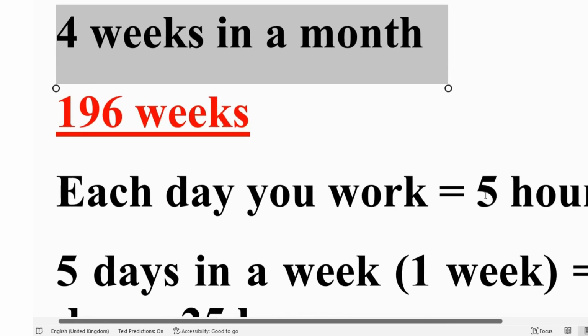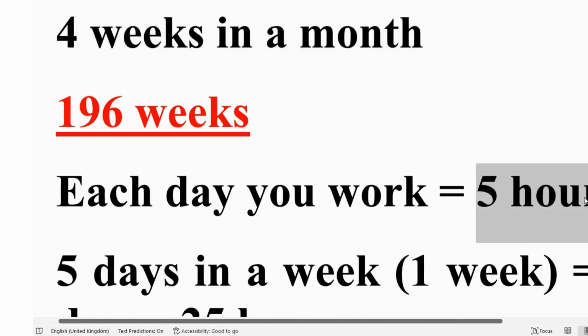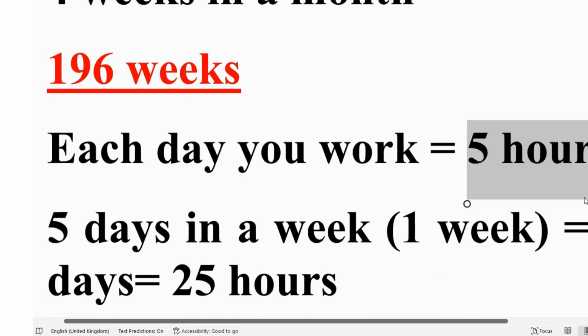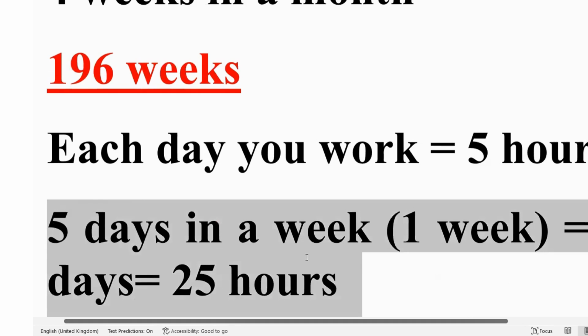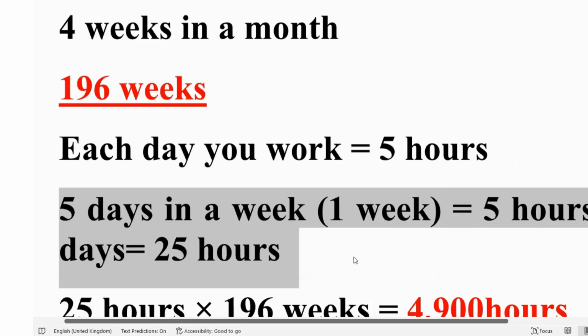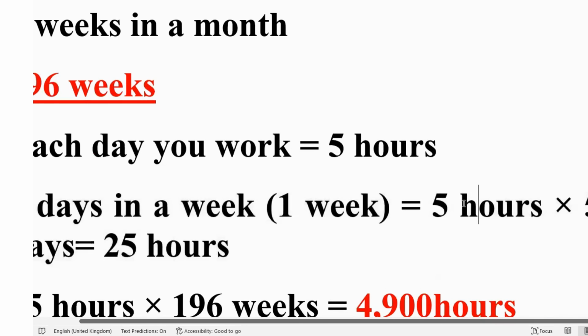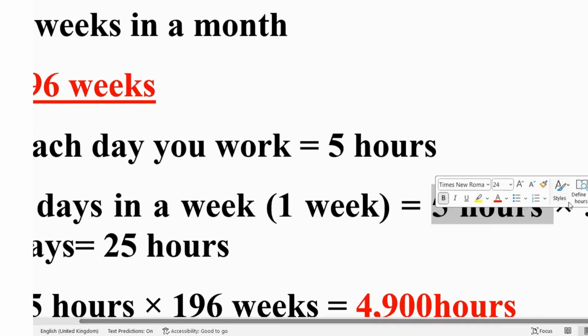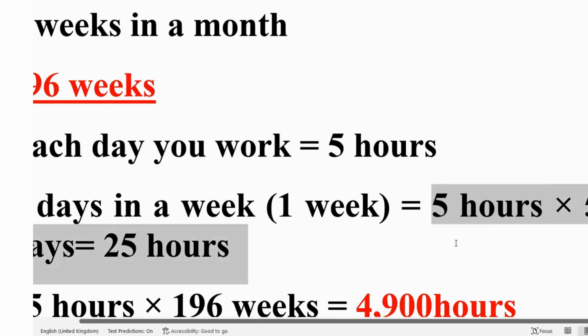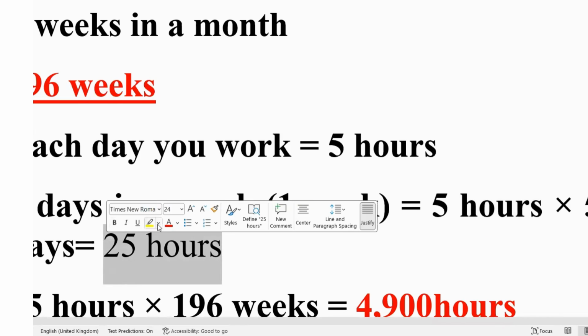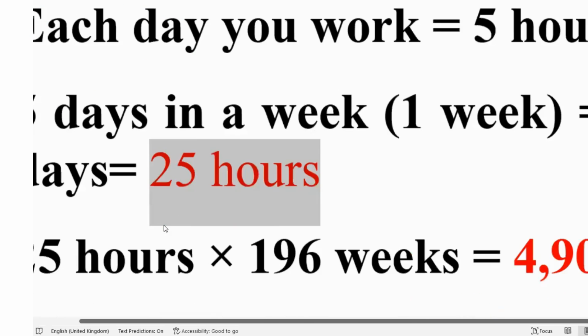So let's say that you work 5 hours a day. Okay, so how many days do you work in a week? Let's say you work 5 days in a week. That is 1 week. So remember that every day you work 5 hours. So it's going to be 5 hours times the number of days you work in a week. Here in this example, it's 5 hours times 5 days, which gives us 25 hours.